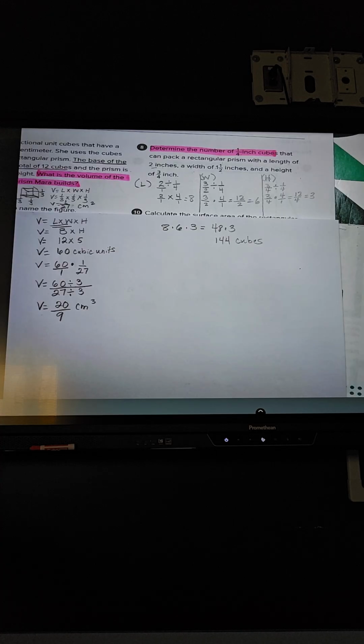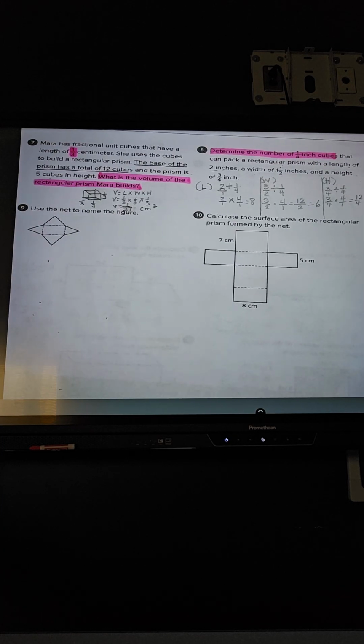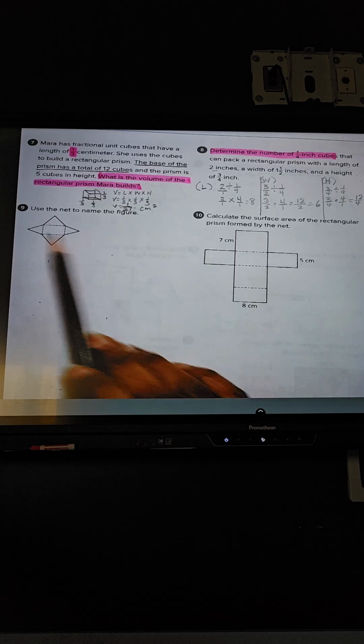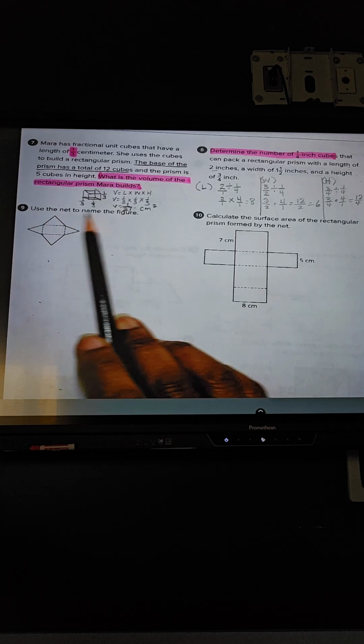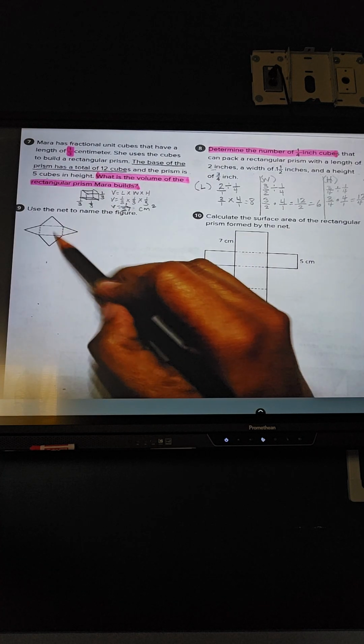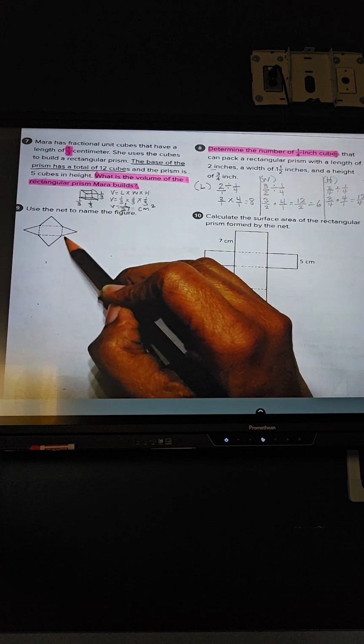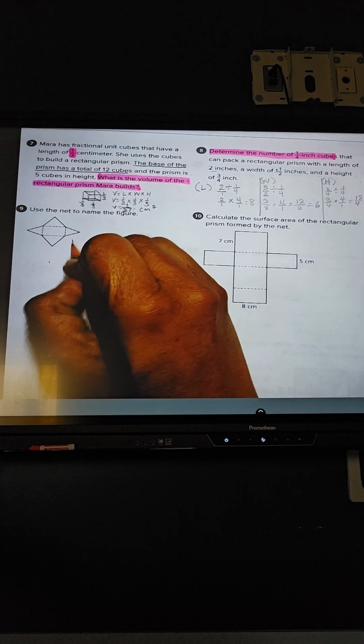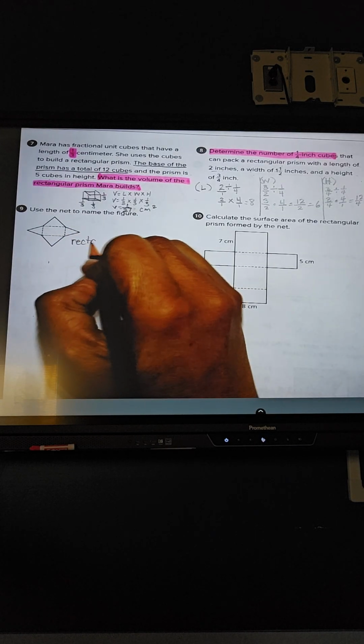Okay, all right, now we are ready for number 9. Number 9, this is one of the questions as I was out I didn't get to really talk to you about, but we're gonna have that chance now. When you see, use the net to name the figure, the first thing you need to do is look in the center of your shape. What shape is that? That is a rectangle, so I know it's a rectangular something.